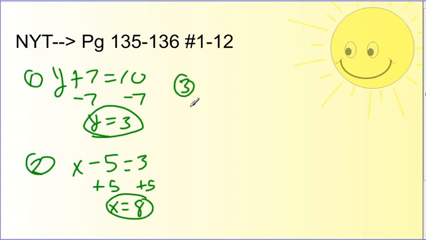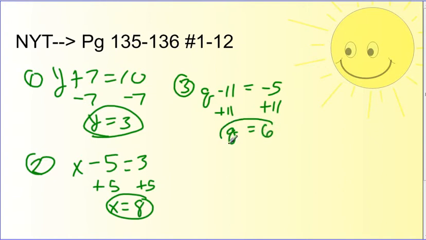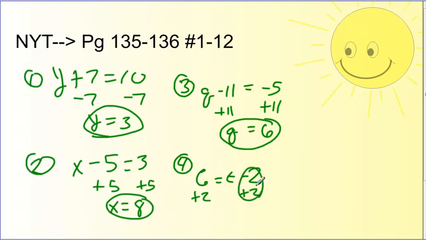Number 3, q minus 11 equals a negative 5. So you plus 11, q equals negative 5 plus 11 is a positive 6. Number 4, 6 equals t minus 2. My variable is being subtracted by 2, so I add 2, these cancel, t equals 8.